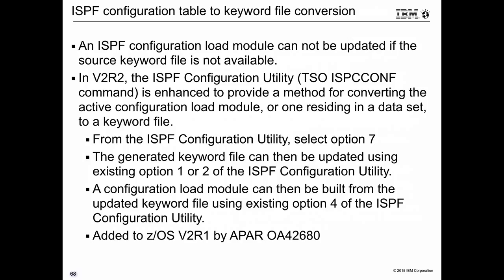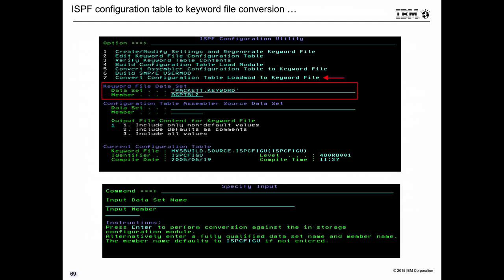This gives you a way now under option 7 in the ISPF configuration utility to point to an existing load module or use the load module that's currently in memory and sort of reverse engineer the keyword file, which then you'll be able to edit and build a new load module from. So this is, again, in 2.2, but it was also added via APAR to V2R1, and the APAR number is on your screen there, and that's been available for some time now.